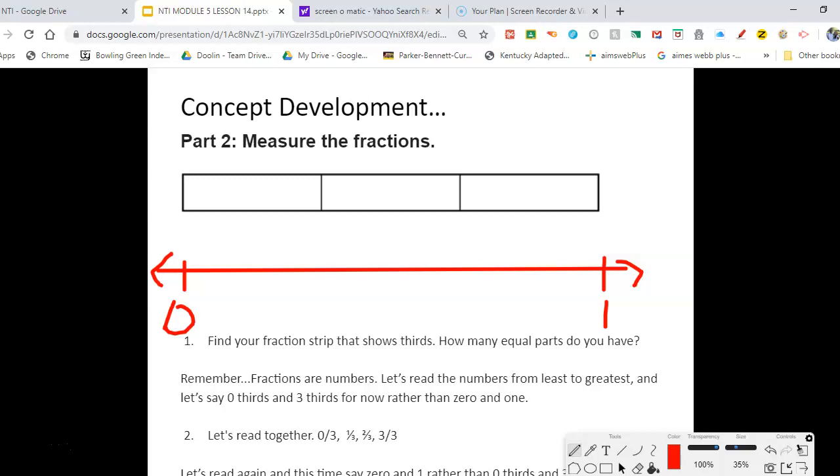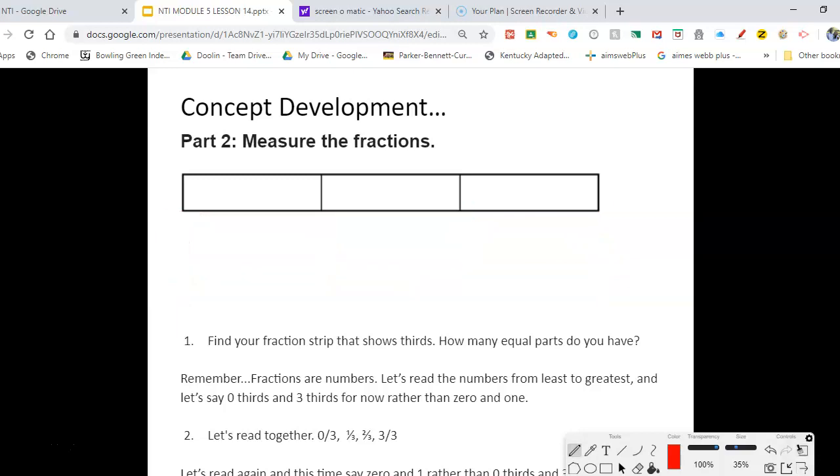Now we said that we have 3 equal parts, so let's put a tick mark here and a tick mark here to show there's 1, 2, 3 equal parts. Let's label these. We know this is 0 thirds, 1 third, 2 thirds, and 3 thirds. So we've labeled all of those fractions. 3 thirds is equal to 1 whole. Now let's read these together. 0 thirds, 1 third, 2 thirds, 3 thirds. Excellent job, boys and girls.